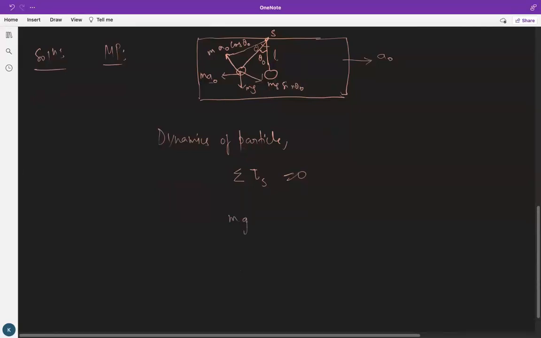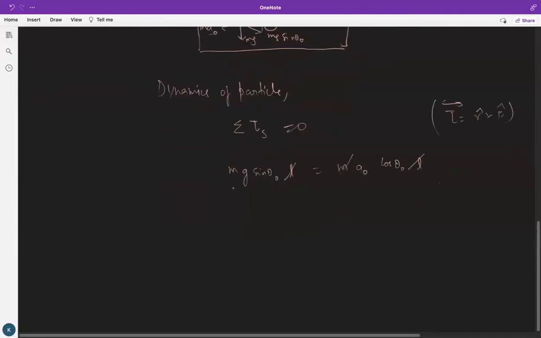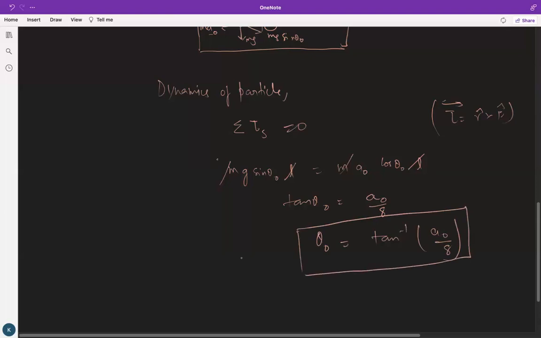So we can write here mg sin theta naught into L is equal to m a naught cos theta naught into L, because torque is equal to R cross F, right? From this, L and m get cancelled, and what we get is tan theta naught is equal to a naught by g. So we are concluding that theta is equal to theta naught, which is tan inverse of a naught by g. So at this angular displacement, we have the mean position, right?